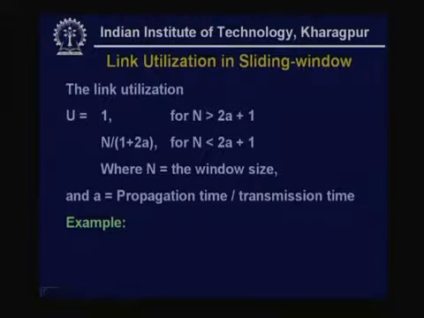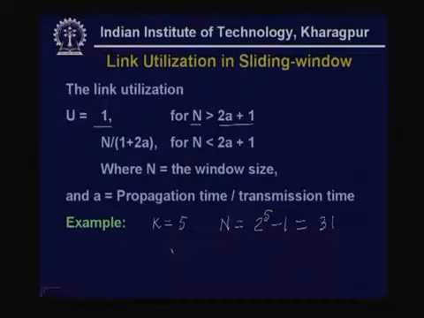Let us see the link utilization in case of sliding window protocol. Here the utilization will be 1 if N is greater than 2a plus 1, where N is the window size and a is the ratio between the propagation time and transmission time. Let us take up an example. Suppose we are using k equal to 5 bits. In such a case, the value of N will be equal to 2 to the power 5 minus 1, that is equal to 31. So this is the window size.